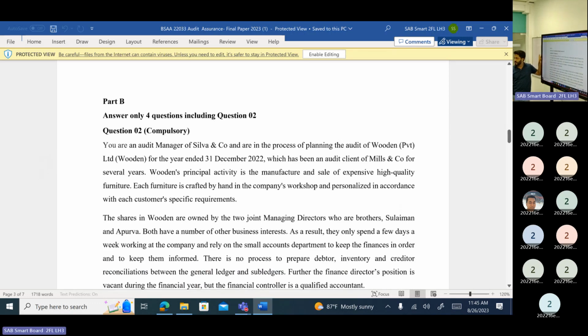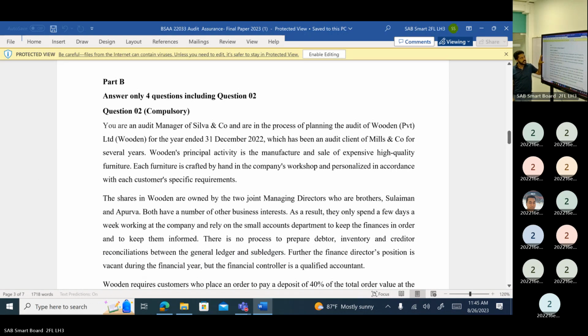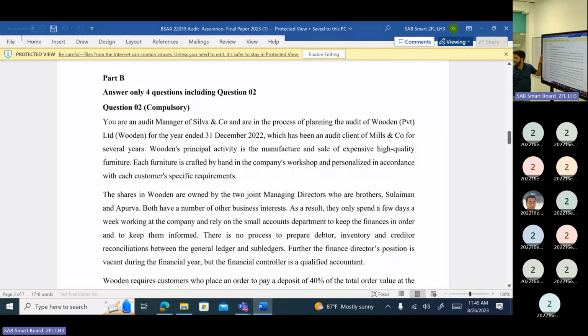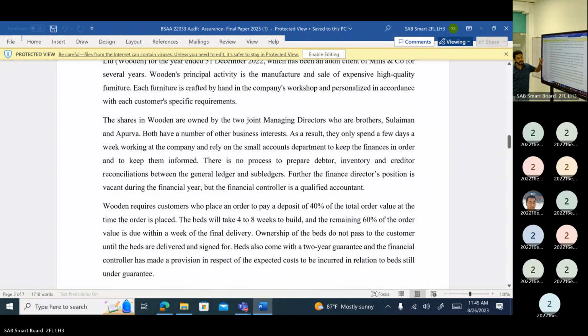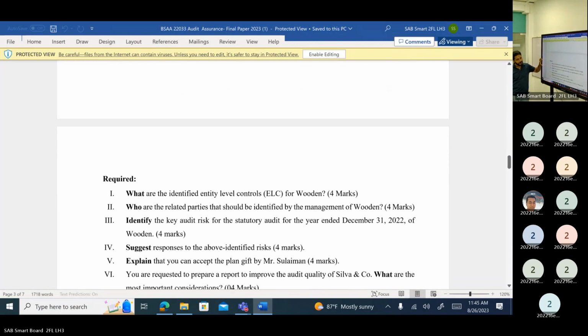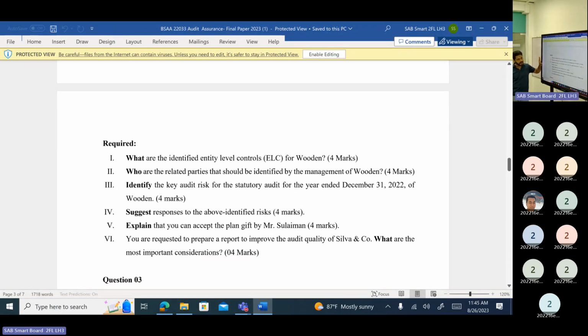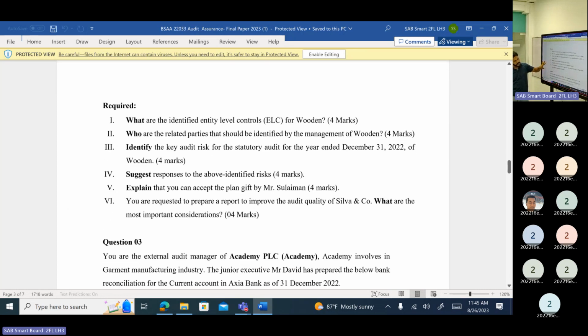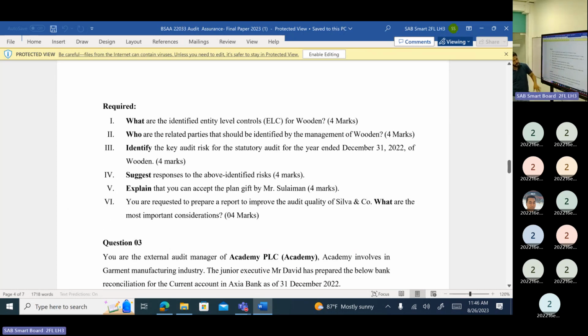So here we have a compulsory case study. Answer only 4 questions including question 2. Question 2 is compulsory, right? All the things should be tested. I'm trying to give the discussion in order. 24 marks. Yes, 24 marks.